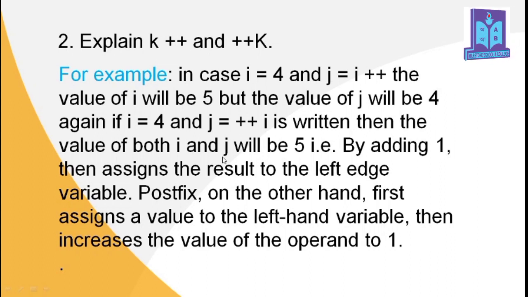Now, if I write a C code for postfix and prefix and show the result, I think it's clear and transparent how it works. But the answer is for marks 2. If you write the answer without an example, you obtain marks 2.